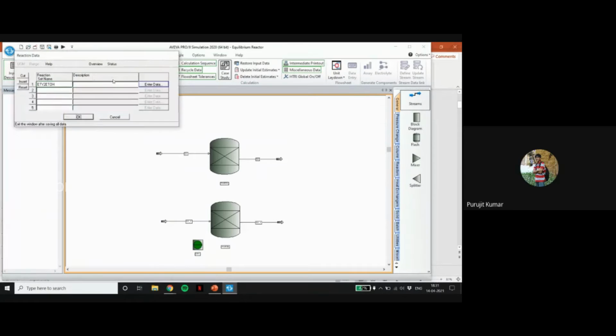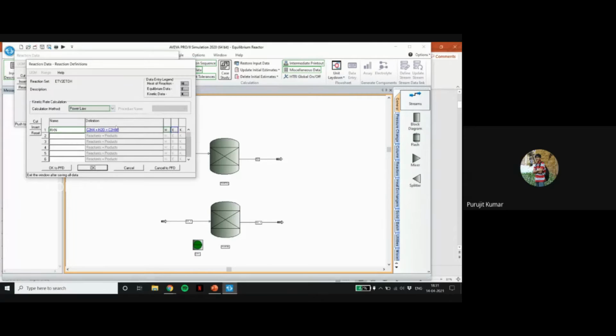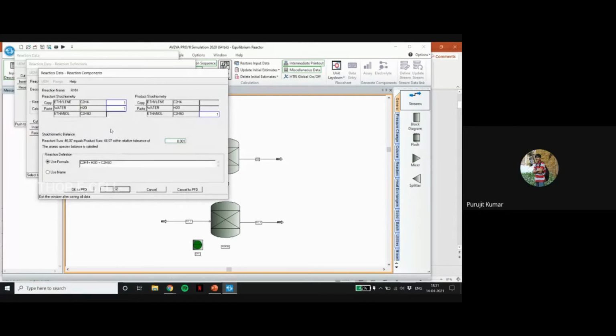Reaction data. You just set a name, some random thing, and we define the reaction. Here you have to select the reactants and also the products. There are many things that you can do, but basically you use the formula option here. You get the basic equation as you have in your problem statement or whatever process that you decided. And you have to give equilibrium data.